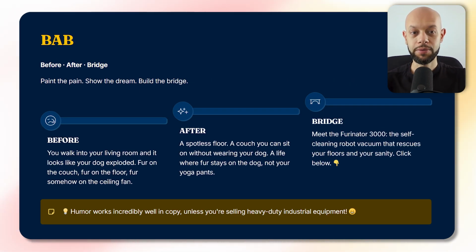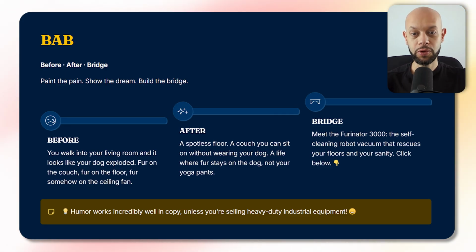This is one of my absolute favorites. So you basically paint the pain and then show them the dream or the outcome and then build a bridge through your products. So as an example here in the pet niche, the before is you walk into your living room and it looks like your dog exploded, fur on the couch, fur on the floor, fur somehow on the ceiling fan. So this is the problem that our product solves.